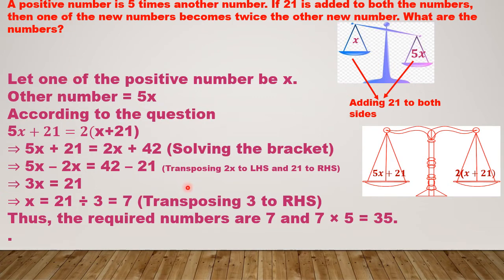One more thing, you can even verify your answers. You see here it is 7. The other number is 5 into 7. So 7 fives are 35. Hence the second number is 5 times the first number.